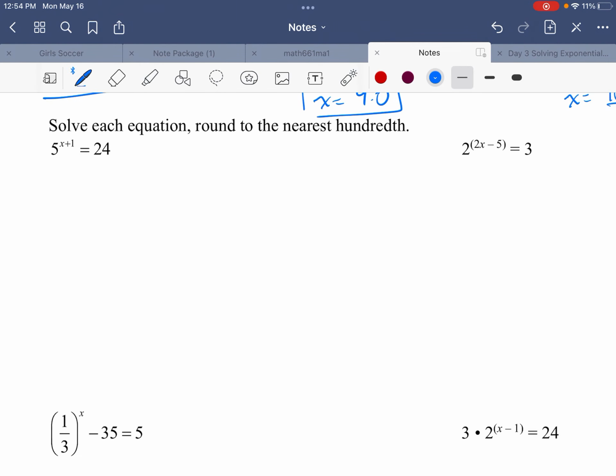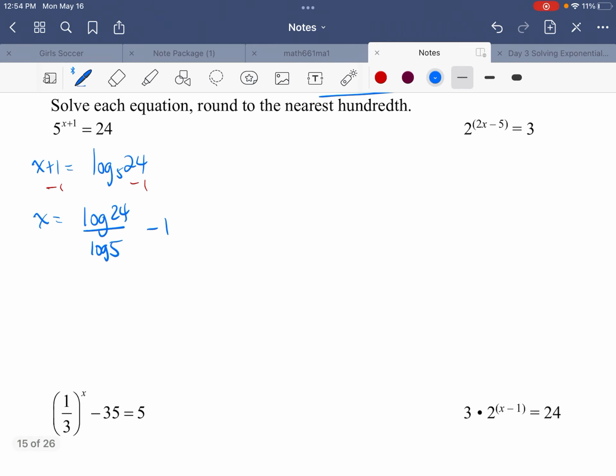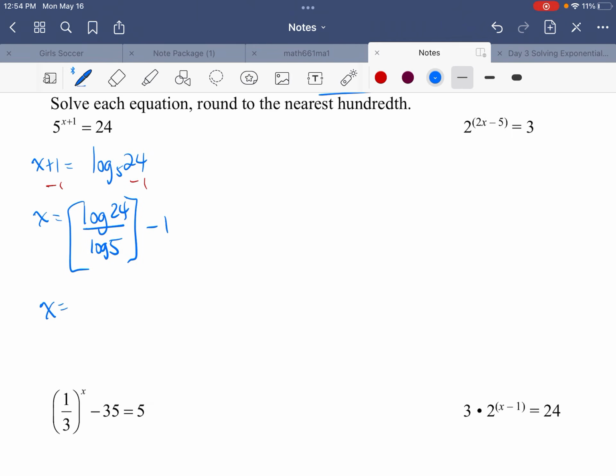Solve each equation, round to the nearest hundredth. So let's do it. So x plus 1 is equal to log base 5 of 24. So x is equal to log 24 divided by log 5 minus 1. That minus 1 comes from subtracting 1 from either side. Evaluate the first part on your calculator and then hit minus 1. And you're going to get 0.97.